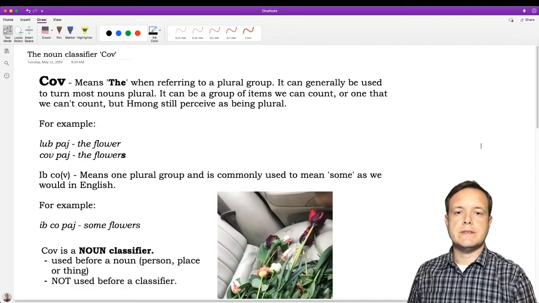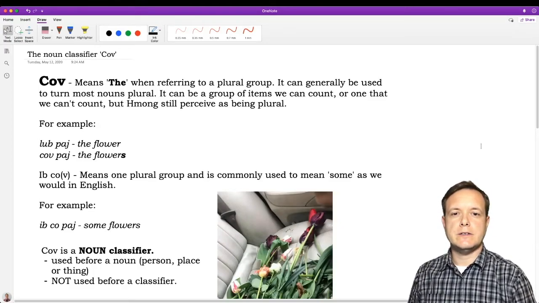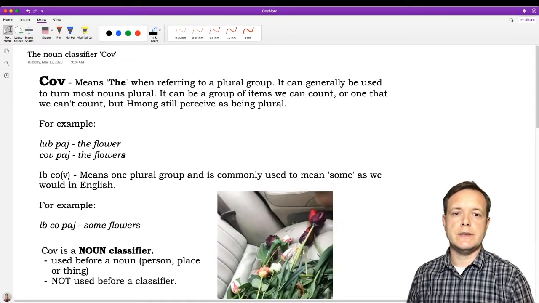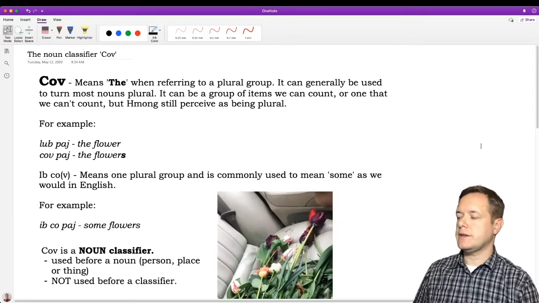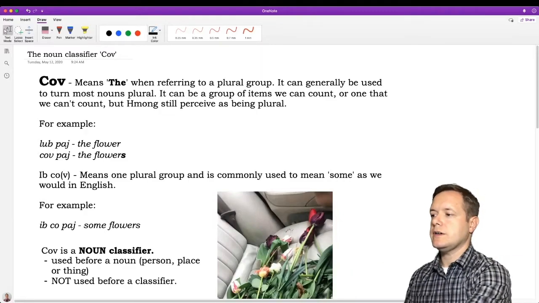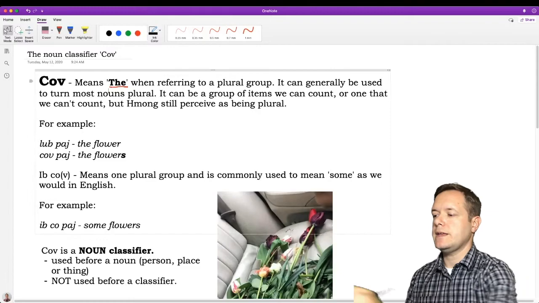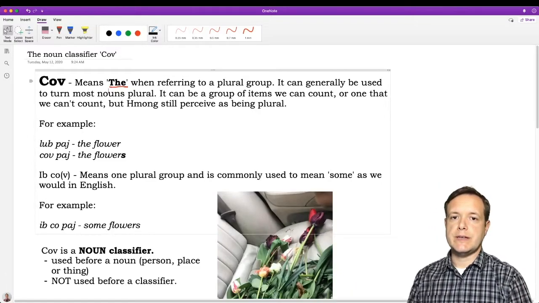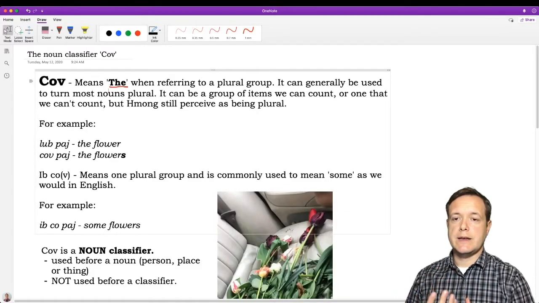So in today's video, we're going to talk about the noun classifier called jaw. And if you look here with me at my notes, you'll see that the general meaning of the word jaw is "the" in English. It has a similar meaning, and the reason is because just like all noun classifiers, it's used before a noun to specify something, usually singular, but it fulfills a similar role as the word "the" in English.